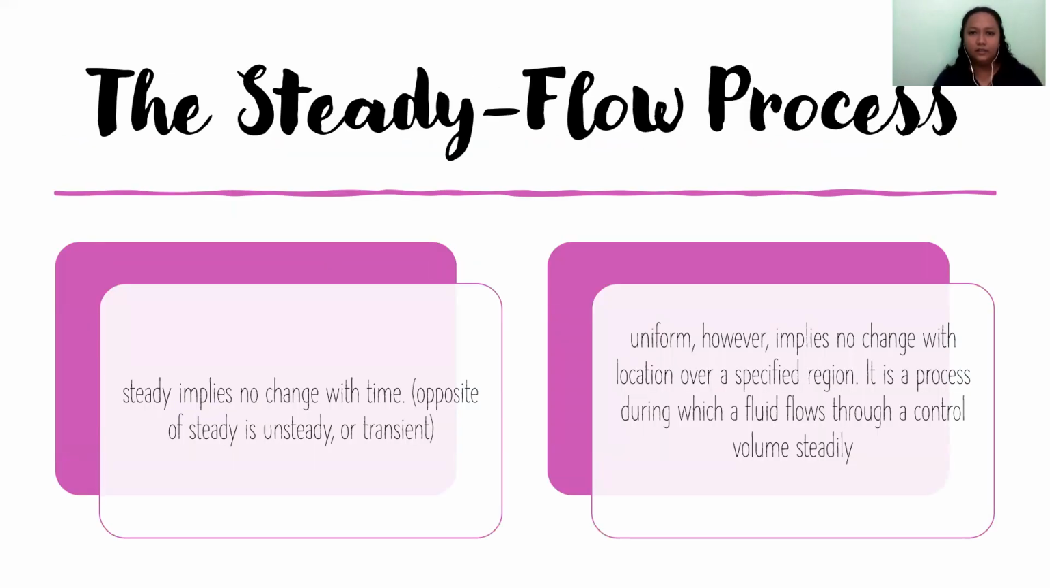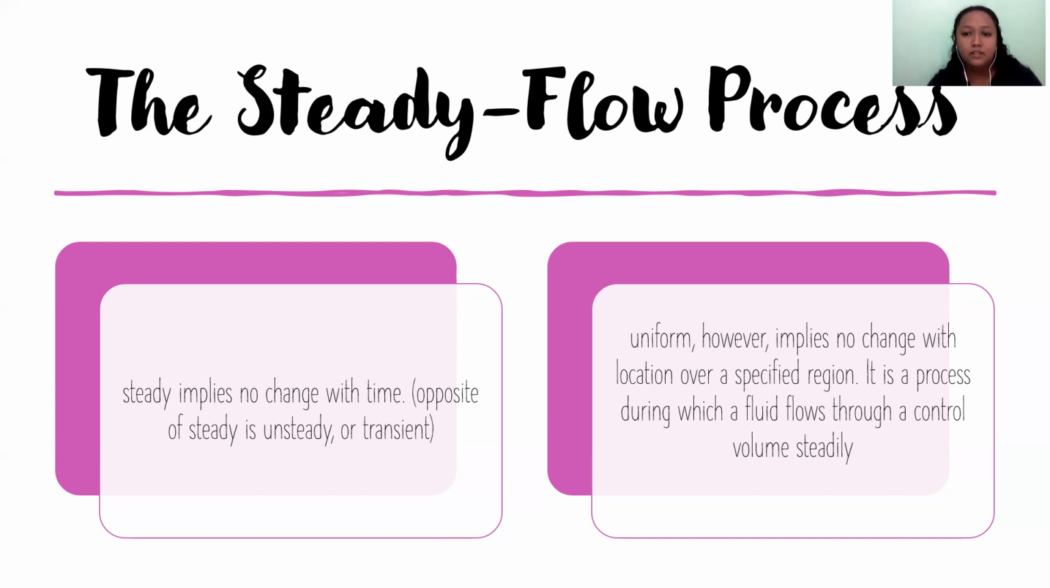So here is a hint also, the steady flow process. This is often seen in problem solving in thermodynamics, wherein steady implies no change with time. Okay? So, what is the opposite of steady? We have unsteady or transient. If it is a steady flow process, what is steady flow? Usually it is uniform, which implies no change with location over a specified region.